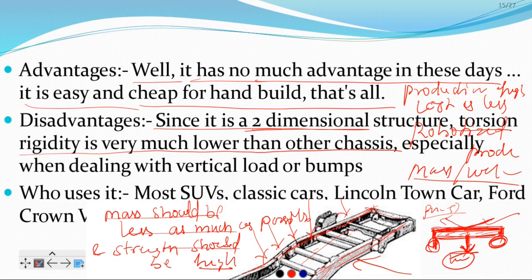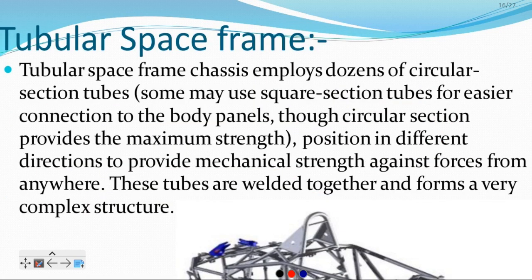We cannot increase the weight. So we should consider that a two-dimension structure is a kind of problem, especially in torsional rigidity. So, dealing with the vertical dump, okay. Who uses it? Most SUVs. You can say all the load carrying vehicles are currently using this one, like Lincoln Town Car, Ford and Crown, and others. Okay, go ahead. Next one.